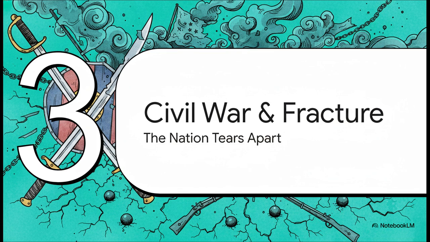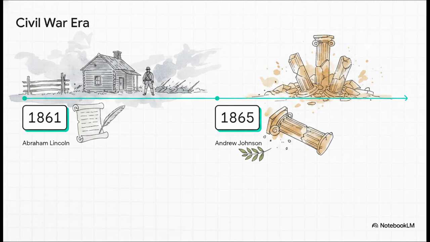The nation tears apart. This is a brief but absolutely monumental timeline. It covers just 2 presidencies, but they completely define the survival of the United States. You have America's first Republican president, Abraham Lincoln, who guided the nation through the war, and his immediate successor, Andrew Johnson, who inherited the absolute chaos that followed.